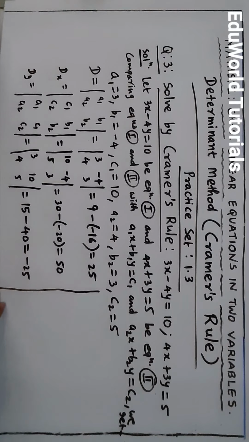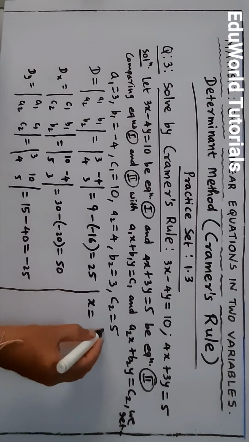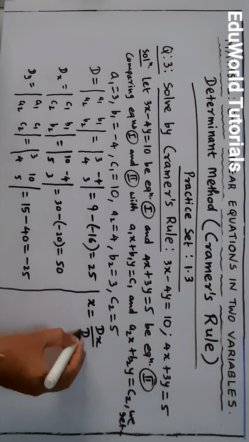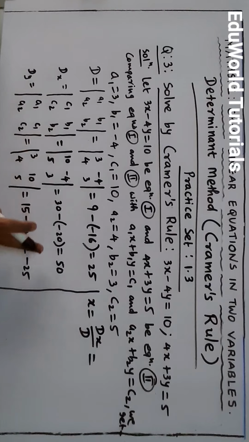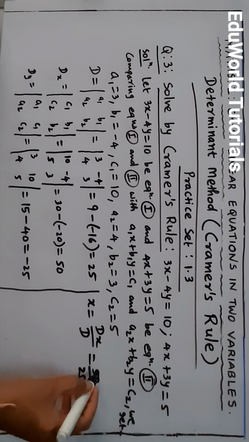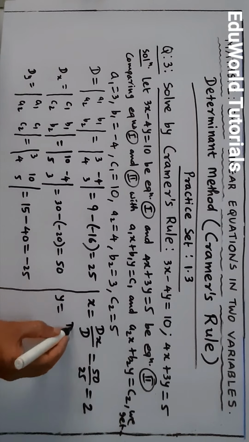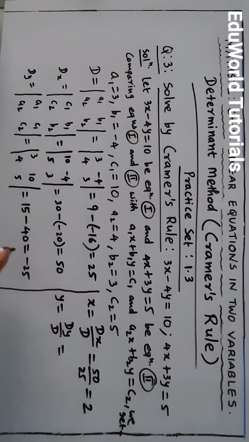So after getting the values of D, dx and dy, we have to get x. X is dx upon D, and the value of dx is 50, whereas the value of D is 25. 50 divided by 25 will be 2. And the value of variable y is dy upon D. The value of dy we already got, minus 25, upon the value of determinant D, which is 25. Minus 25 upon 25 is minus 1.